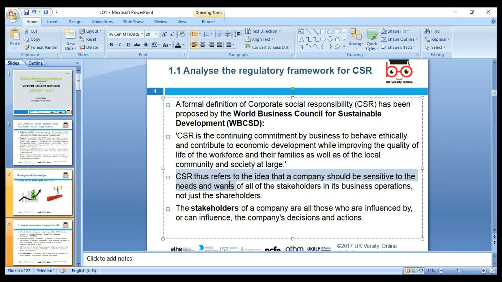CSR, corporate social responsibility, refers to the idea that a company should be sensitive to the needs and the wants. Needs and wants. What is the difference between needs and wants?